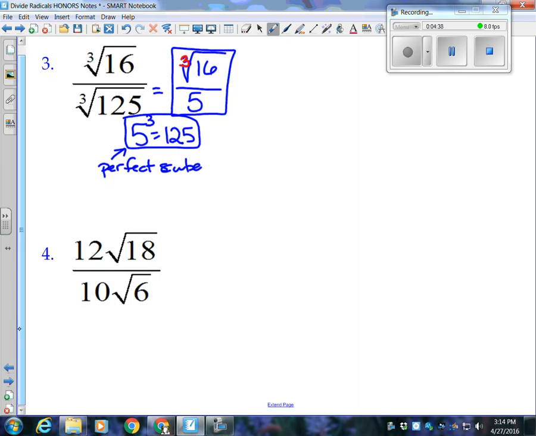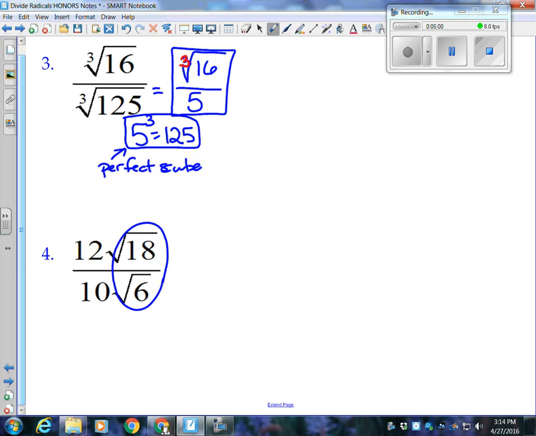All right, number 4. Square root of 6 in the denominator is not a perfect square. Square root of 8 is not a perfect square. But what about the strategy where we could maybe divide the two? Can I divide the square root on top by the square root on the bottom? Yes. You can divide inside times inside or inside by inside, just like you can times inside times inside.